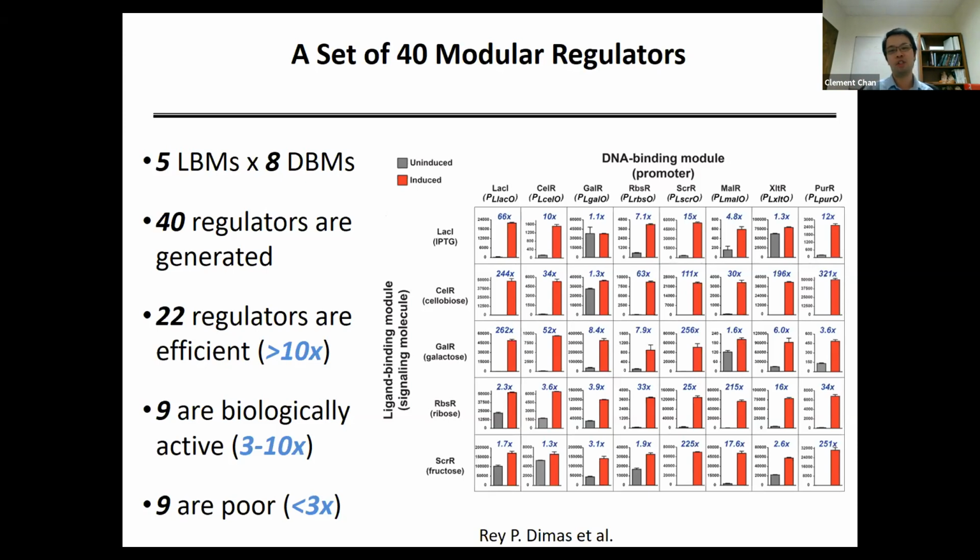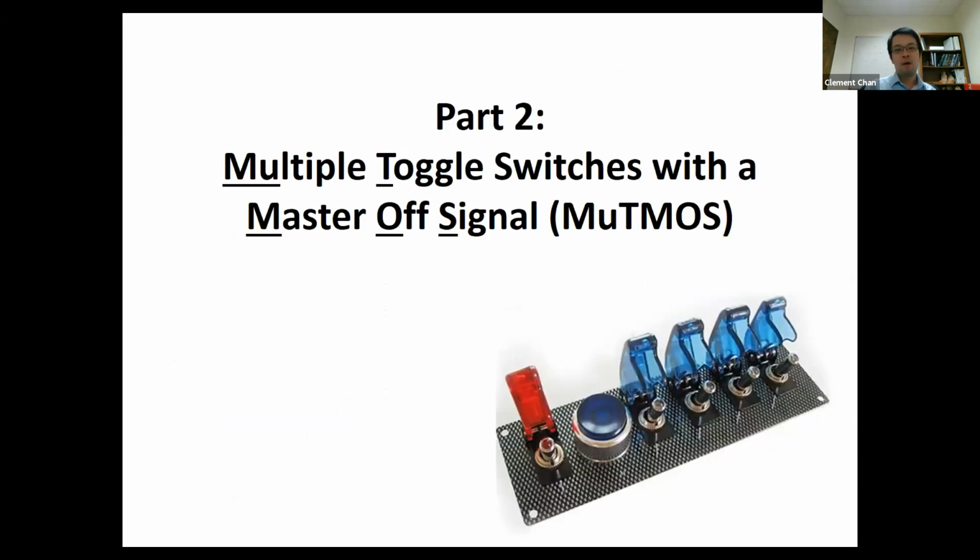All right, so now we have a set of hybrid regulators that are functional. The most frequent question we get is why we want to build these regulators. What can they be used for? To demonstrate that, in the next part of this talk, I'm going to show you how we can use these regulators to develop a system. We call it the multiple toggle switches with a master signal.